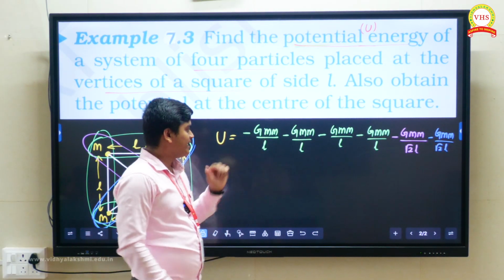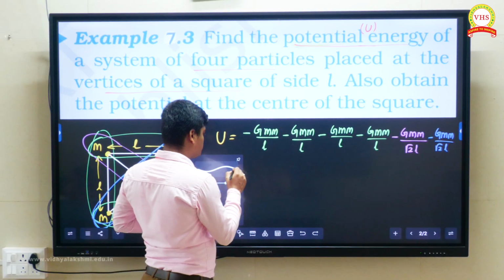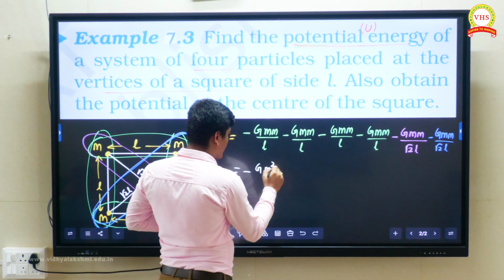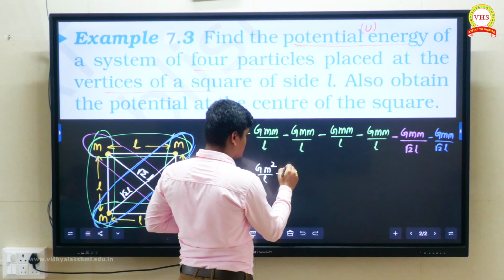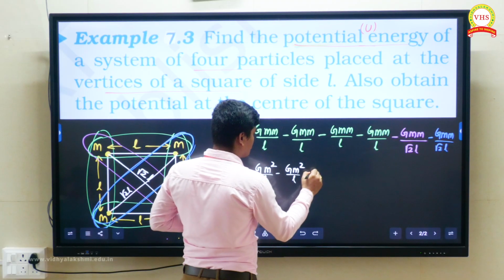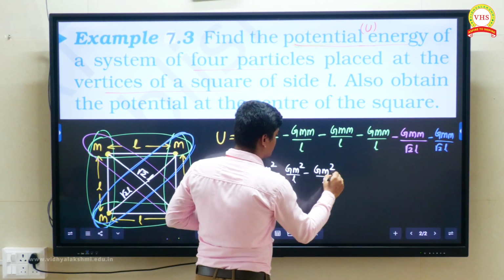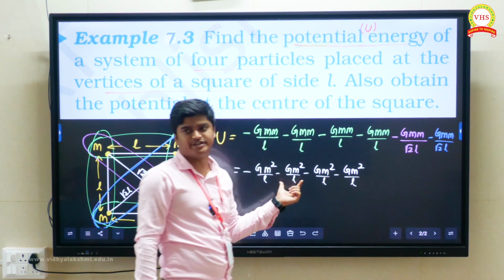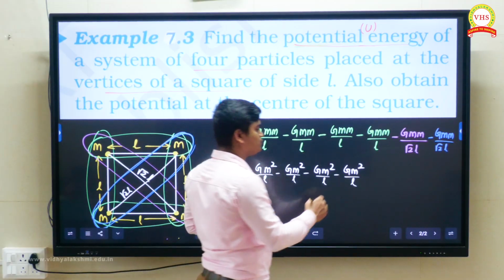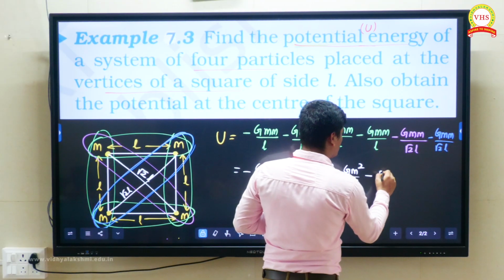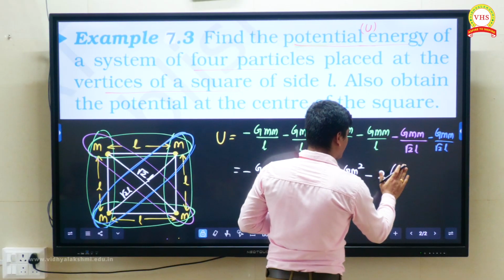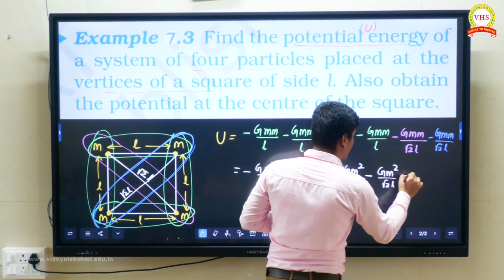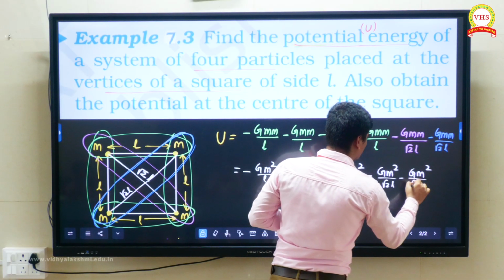So now I can write minus G m square by L, minus G m square by L, minus G m square by L, multiplying m with m, that's it. Or directly you can also write minus 4 G m square by L, but let me do it step by step. For the diagonal pairs, first you write minus G m square by root 2 L, minus G m square by root 2 L.